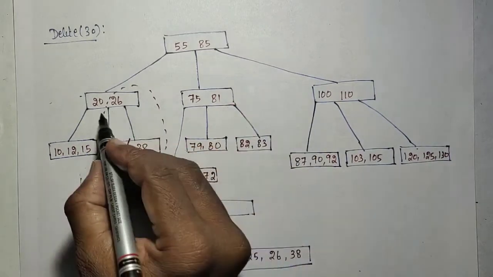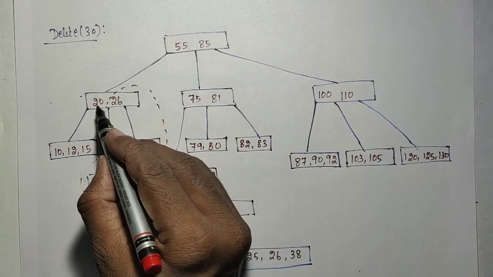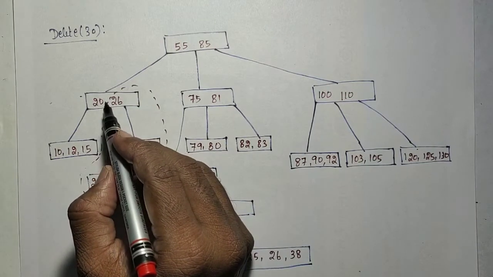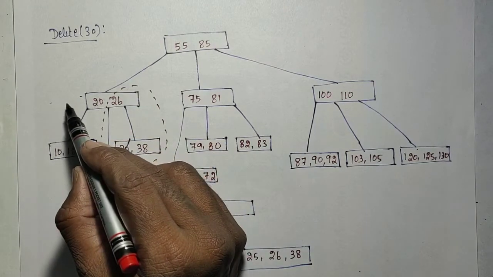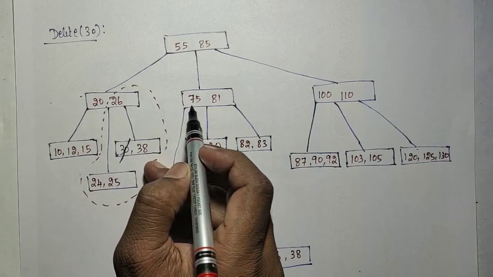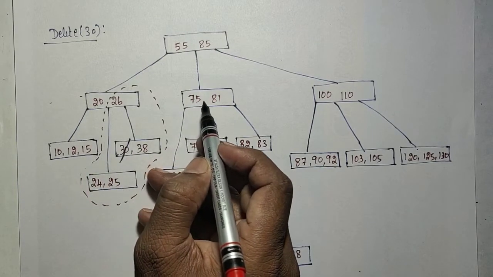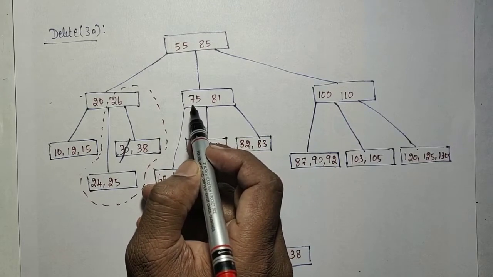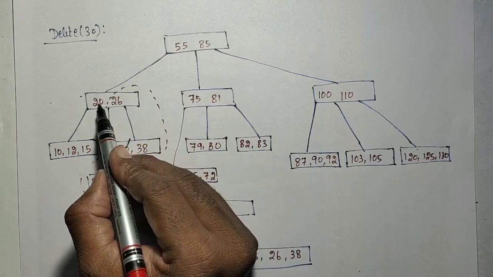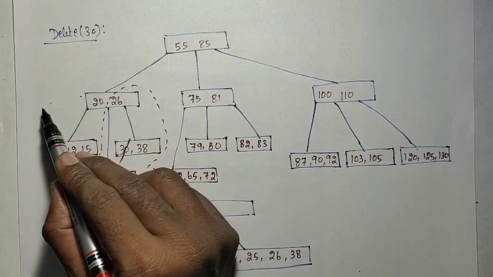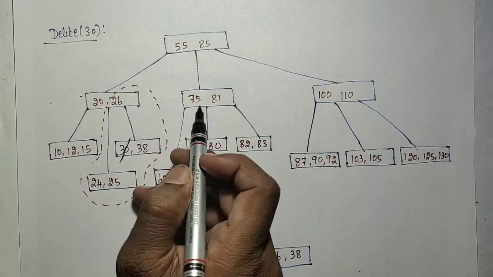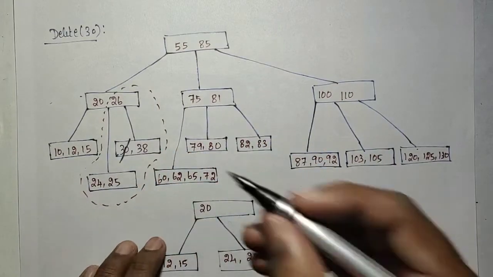Since the parent goes underflow, we need to ask the left sibling. It is not possible. Ask the right sibling. Here also it is not possible. Here only two elements are there, so I need to go for merging. This node cannot be merged with the left. So this node needs to be merged with only the right.